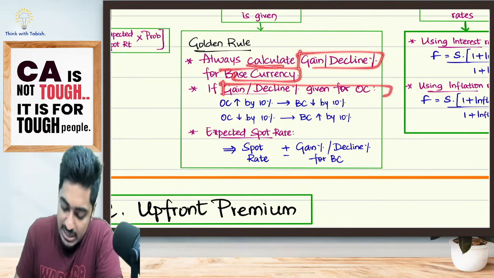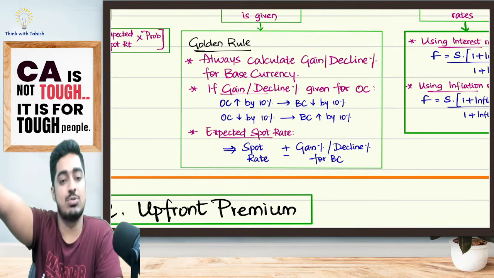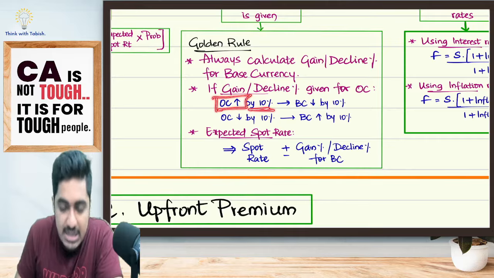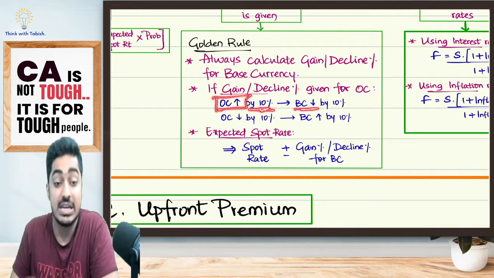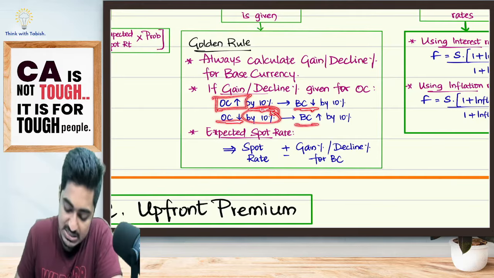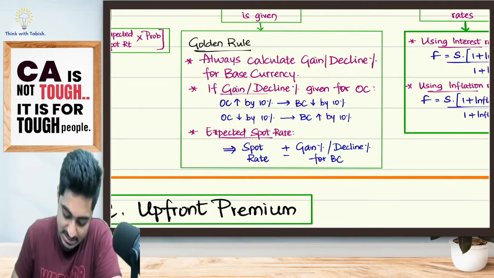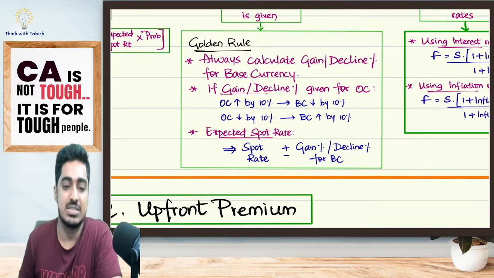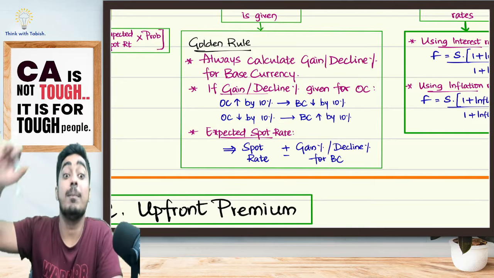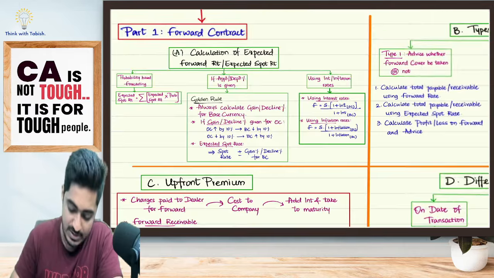If the gain or decline percentage is given for the other currency in the question, then what will I do? If the question tells you that the other currency increases by a specified percentage, that means the base currency decreases by that percentage. If the other currency decreases by, say, 10%, that means the base currency increases by 10%. Based on that, I will calculate my expected rate. That is today's spot rate plus or minus premium or discount for the base currency. Is this clear, everyone? Okay, sir.